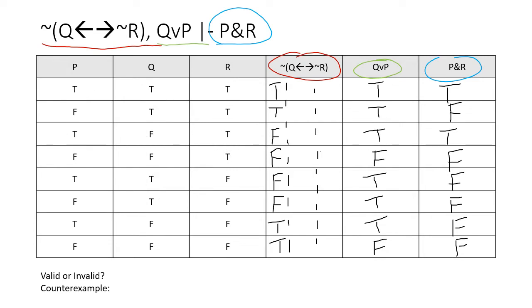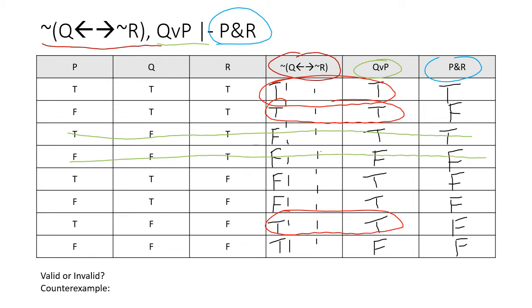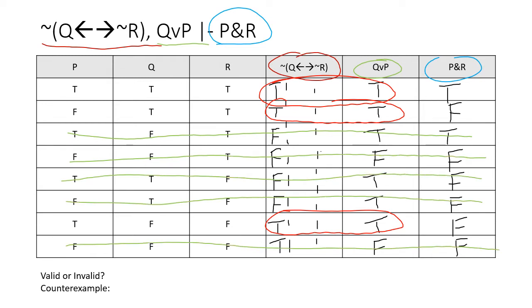So we can erase those, and now we're going to look for instances in which we've got true premises. And those look like all of them. So we can ignore these other ones. And in those situations, we do have two instances in which we have a false conclusion. So it's going to be invalid.